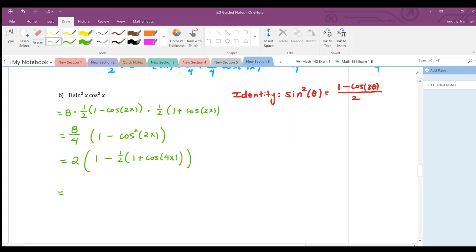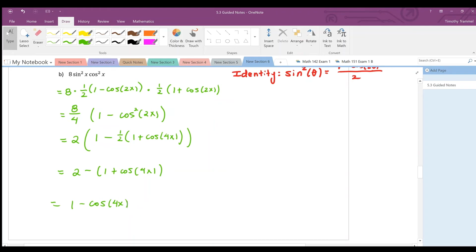Let's just do some simplification. Let's distribute the 2 through. We'll get 2 times 1, and then 2 times 1/2 is just 1. So we have minus 1 plus cosine of 4x. And if we distribute the negative through, we should get 2 minus 1, which is 1. And then we have minus cosine of 4x. All right, and that is it. This will be much easier to work with now, depending on what application we're doing.